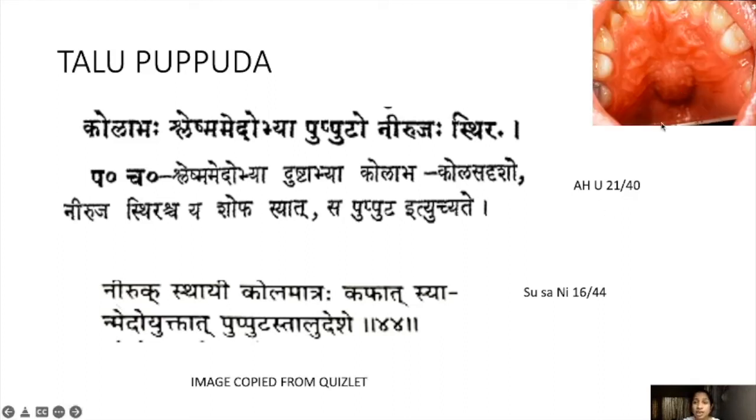So you can see here the fibroma or a cystic swelling. You can see it in the Talu region. This is known as Talu Puppuda. So Talu Puppuda, Kola Matra, Lenda size, and it is Niruka. The pain won't be there. That disease is known as Talu Puppuda.